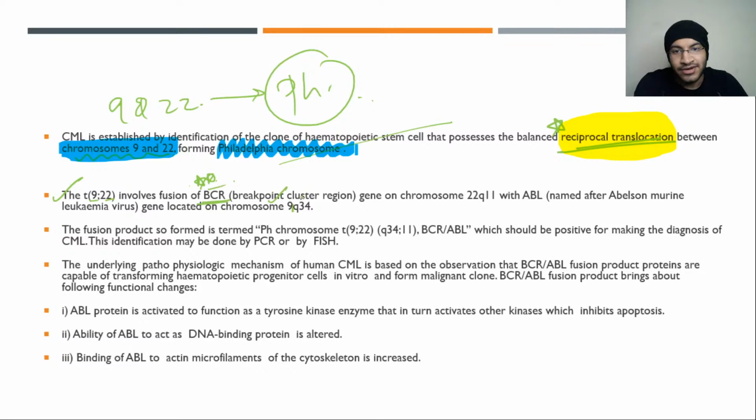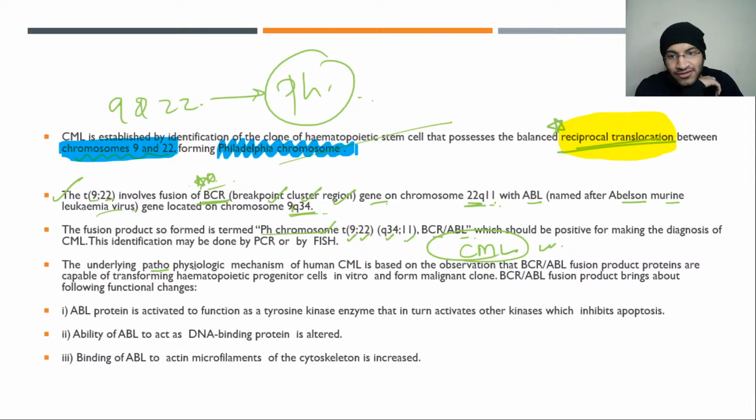So BCR is the breakpoint cluster region gene on chromosome 22q11, with ABL, the Abelson murine leukemia virus gene, located on chromosome 9q34. इनका फ्यूजन होगा एंड फिलाडेल्फिया क्रोमोसोम प्रोड्यूस होगा. सो इनका फ्यूजन होगा एंड रेसिप्रोकल ट्रांसलोकेशन होगा. सो 9:22 विद Q3411 BCR ABL जीन का फ्यूजन होगा, which should be positive in making the diagnosis of the CML. So these two things are very important in the CML, right?